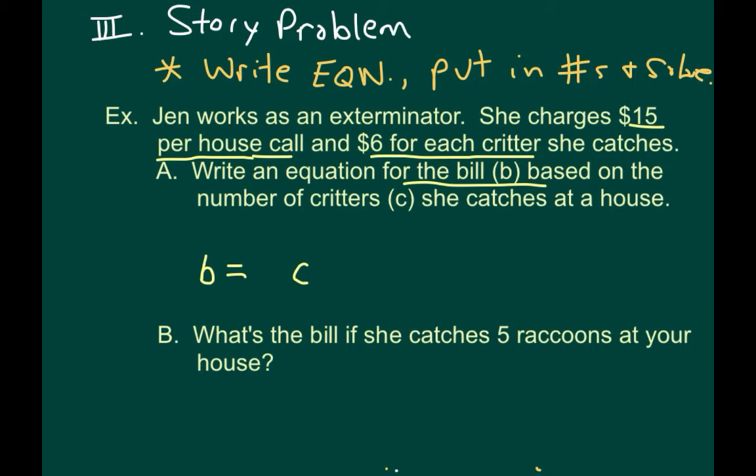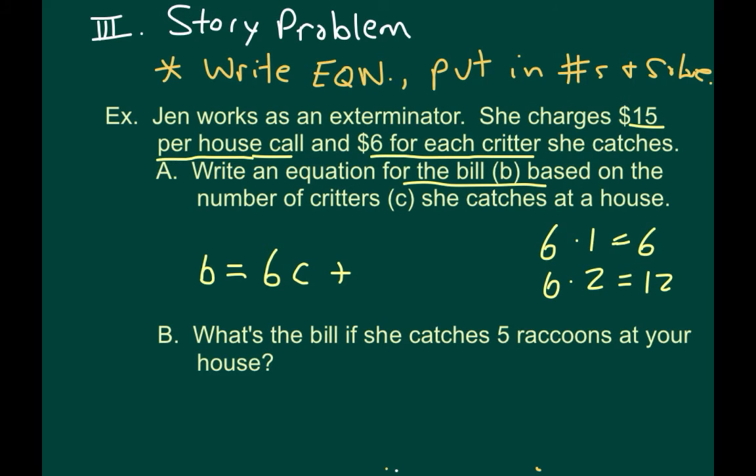Well, if she catches one critter, it costs her $6. So you're looking at, okay, so 6 and 1. It's looking like multiplication because that would give me 6. If she catches 2 critters, a lot of people can see, okay, it's going to cost $12 then just for that part of the bill. So it has to be a 6 times 2 to give me 12. So B equals 6C, and then the $15 as well.